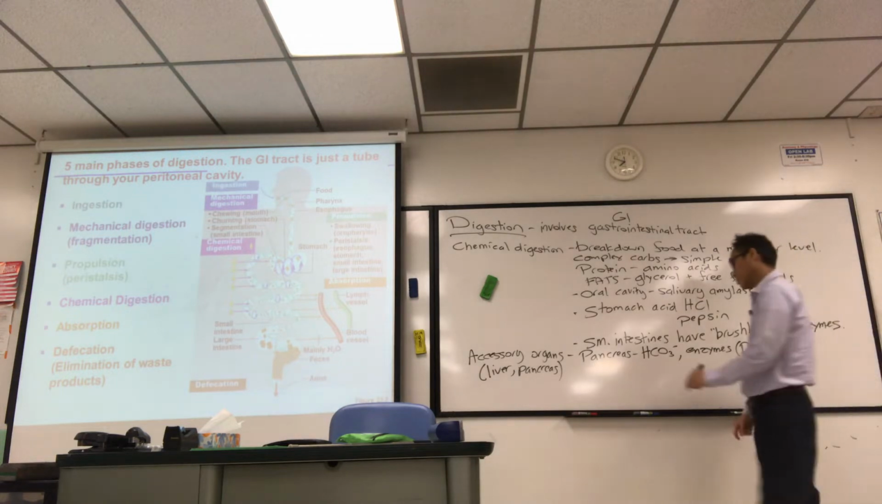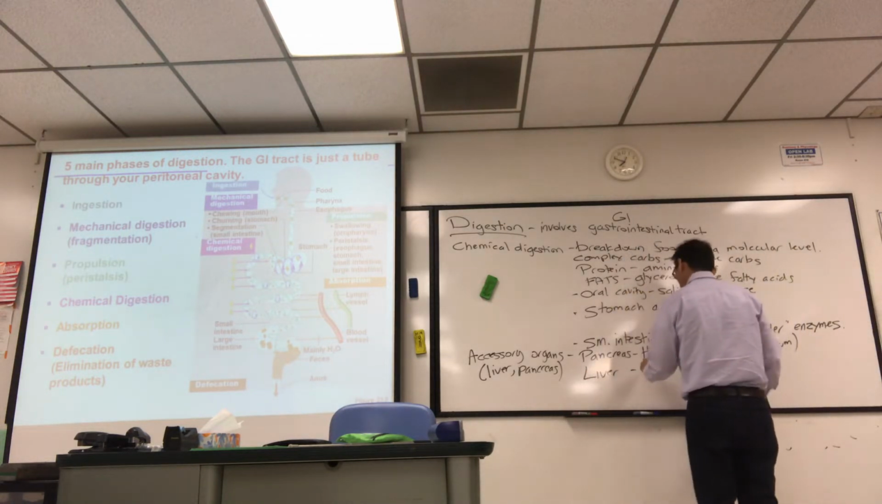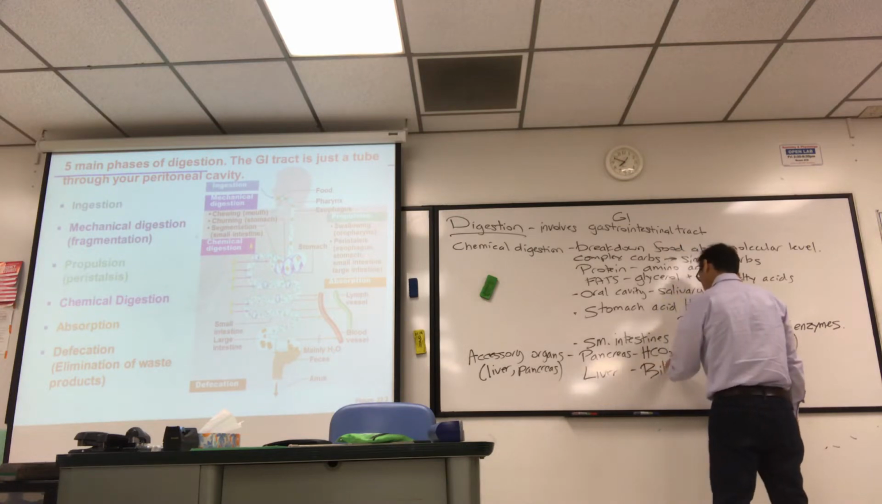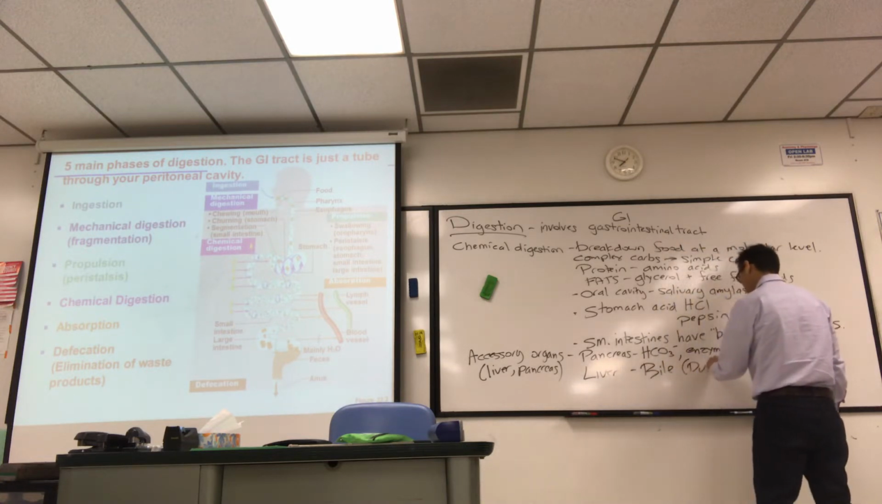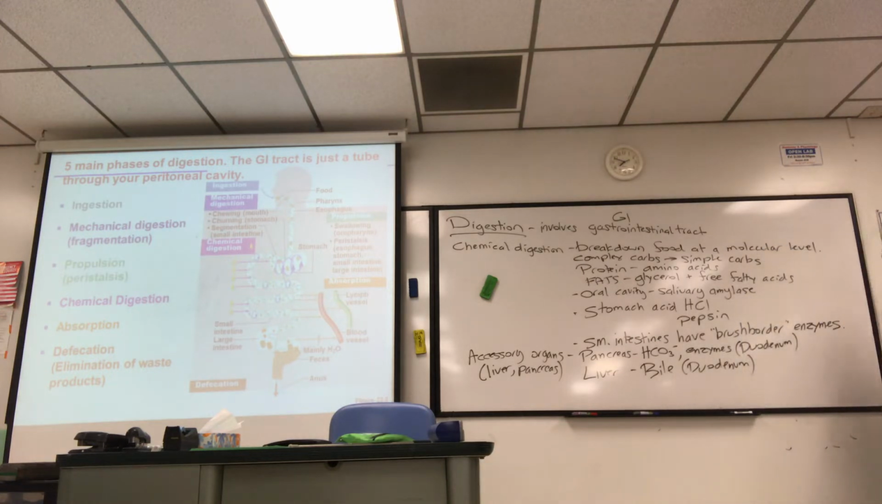The liver will secrete bile into the duodenum. Bile will help emulsify the fats for fat digestion. So both are very important for chemical digestion. And then, once the food molecules are small enough to be absorbed, that's accomplished mostly by the small intestine.